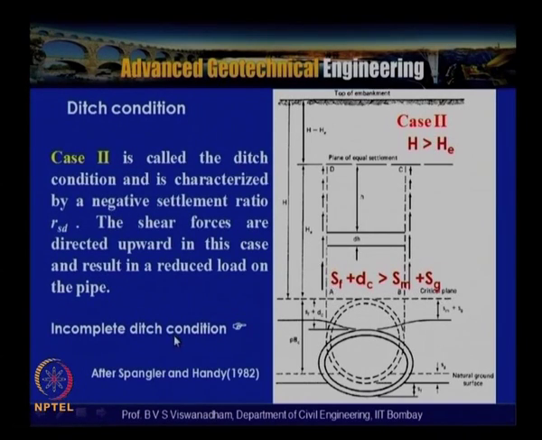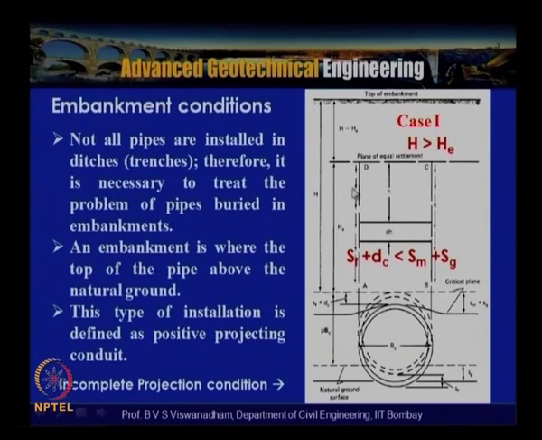This particular condition, H greater than He and SF plus DC greater than SM plus SG, is called the incomplete ditch condition. In the previous slide, the shear forces were acting downward, so this contributes to more settlement below the critical plane here. The critical plane is a plane at the top of the pipe. So, it can be seen that this is the critical plane.